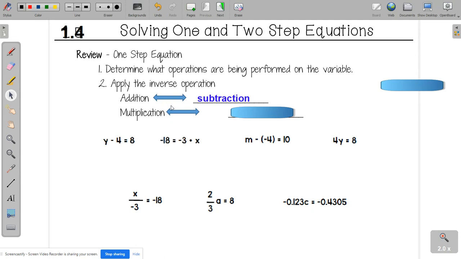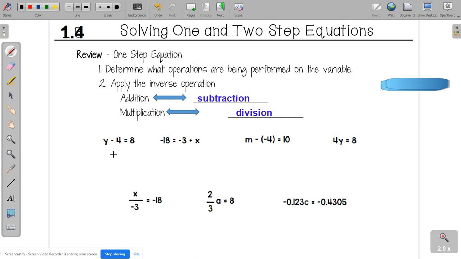Then the inverse of multiplication is division. So think of the opposite. So you can go the opposite direction too. The opposite of subtraction is addition. The opposite of division is multiplication. So let's look at some problems.